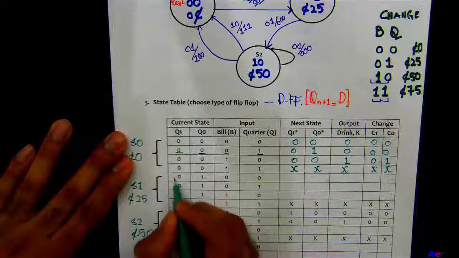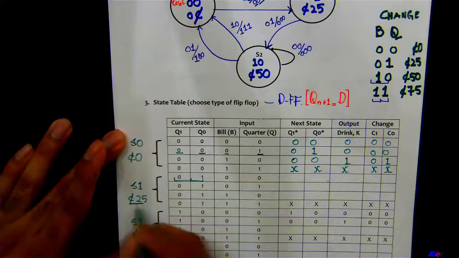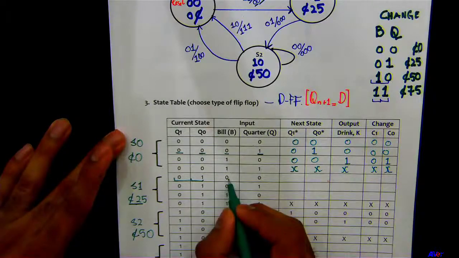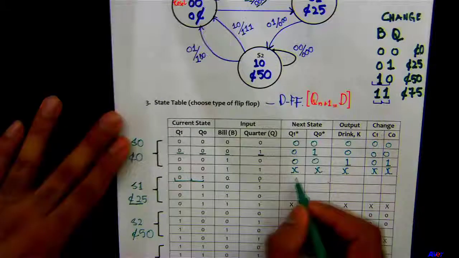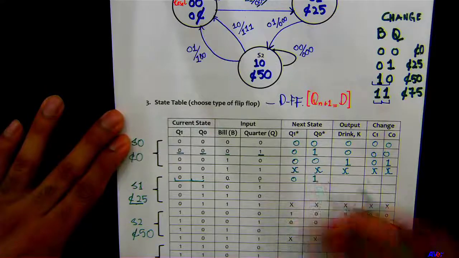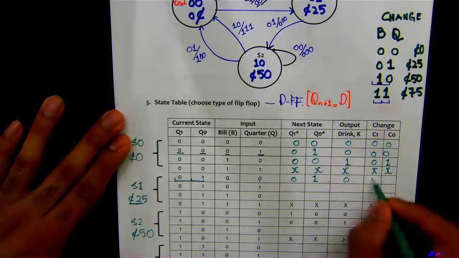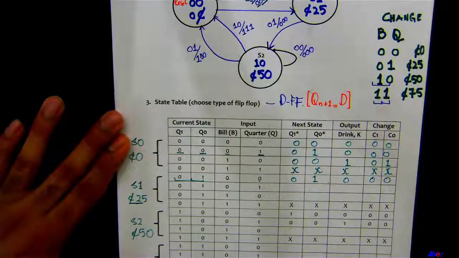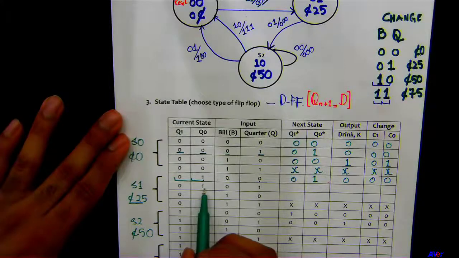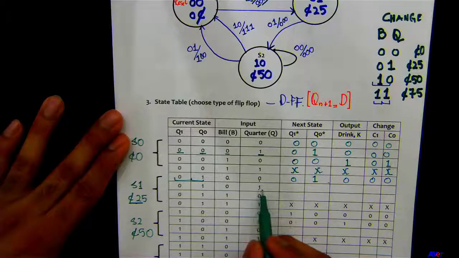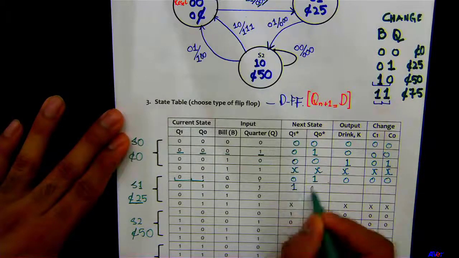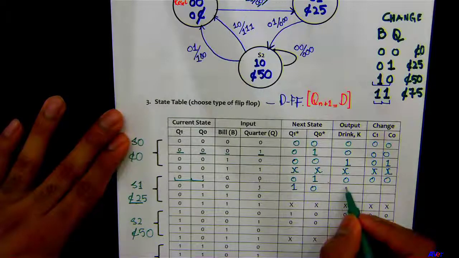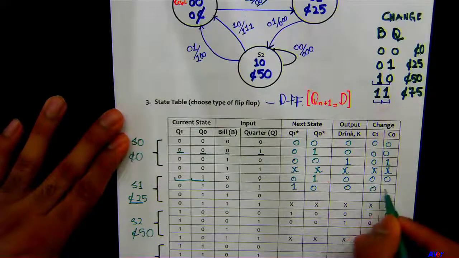Now 0, 1 means the present state is 25 cents. 0 bill, 0 quarter. What should be the next state? It should stay there, right? So this will be 0, 1. Drink is 0. C1, C0 is also 0. Again, 25 cents. A quarter goes in, so it should go to 50 cents, which is S2. S2 is 1, 0. It's not going to dispense the drink yet, so this is going to be 0, 0.